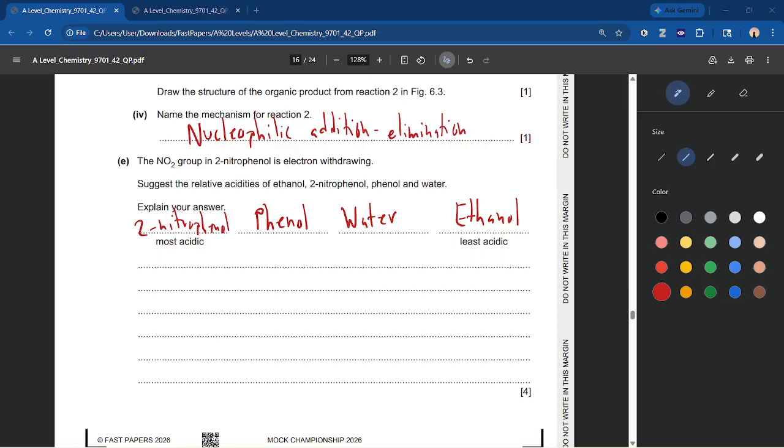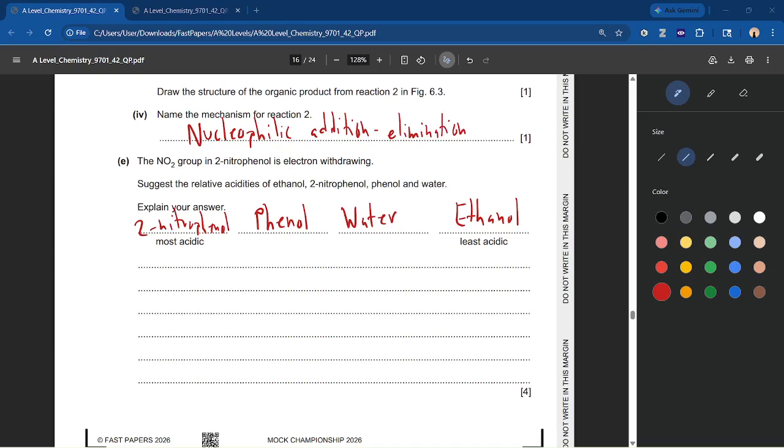What we have to know is that 2-nitrophenol has an aromatic ring and the nitro group in it, as we've already discussed in the previous question, is electron withdrawing. Because it's electron withdrawing, it's able to pull electron density away from the oxygen atom and thus delocalize whatever negative charge it has, and it makes losing a proton much more favorable and thus makes it more acidic.